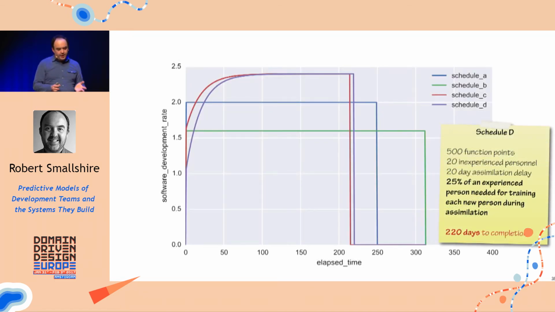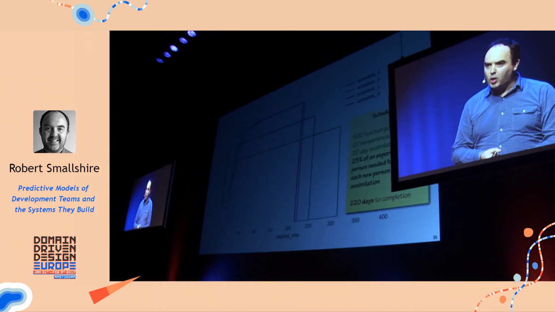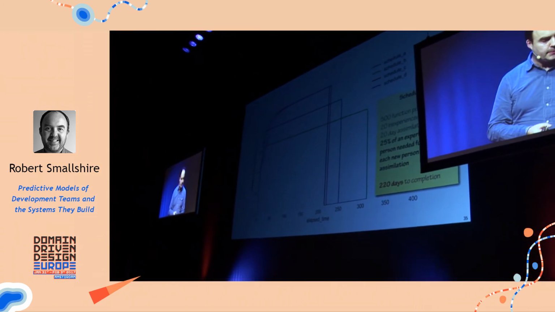So now our simulation changes a bit. We still have the 500 function points. We have 20 inexperienced personnel at the beginning. We have a 20-day assimilation delay. And we're going to say that 25% of an experienced person is needed for training each inexperienced person during assimilation. Okay? So a quarter of somebody's time is going to go on helping the new folks on the project.